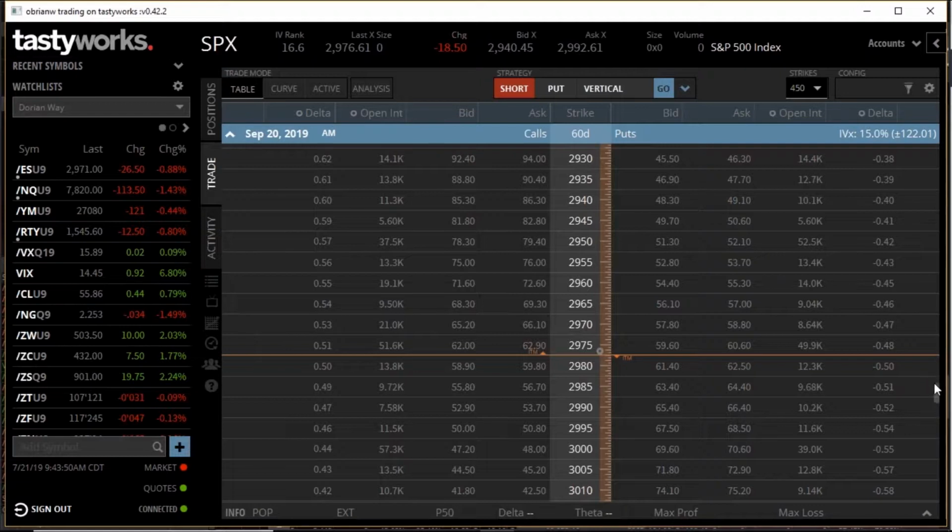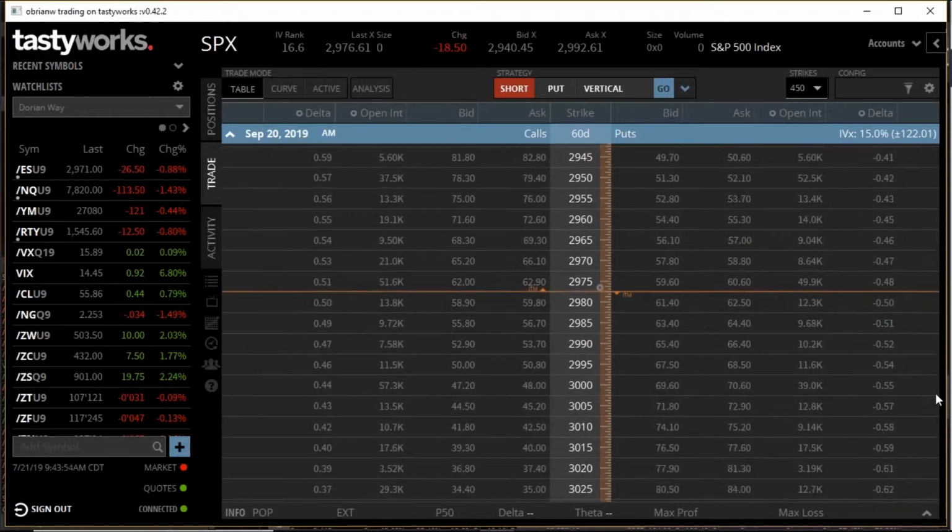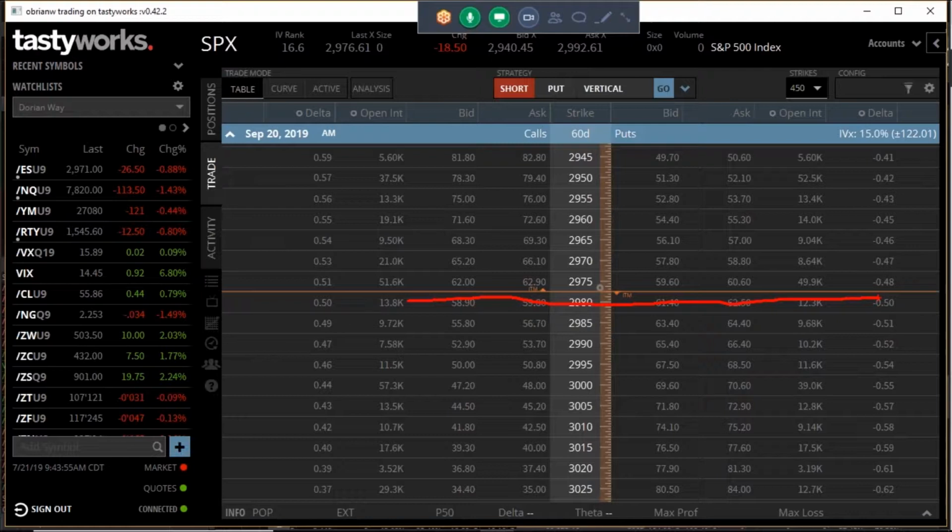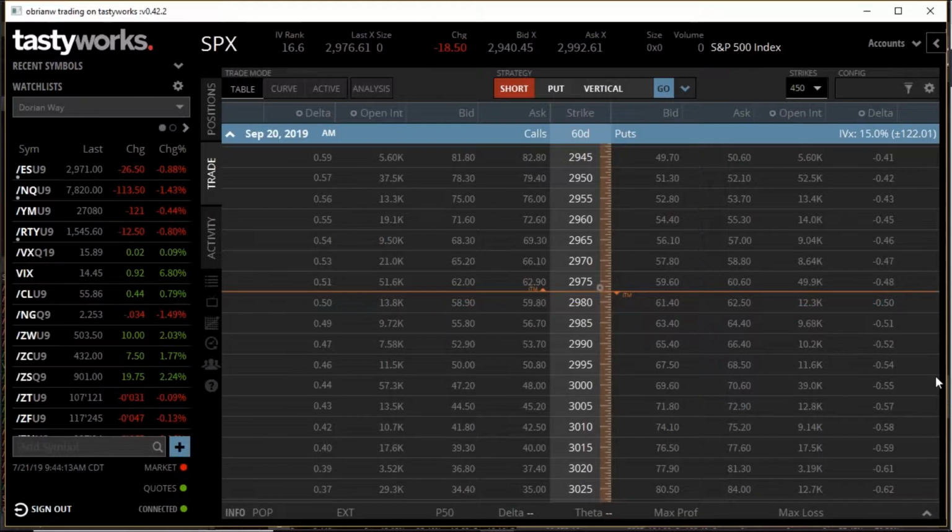So let's look at this from the at the money line. The at the money line, once again, is right here on the TastyWorks platform. And at the money, if you're the buyer or the seller, that means you have a 50-50 chance of making money. It's just a coin flip. Okay, so the odds are pretty much the same if you're the buyer or the seller. Where the odds change is when you are buying and selling something out of the money.